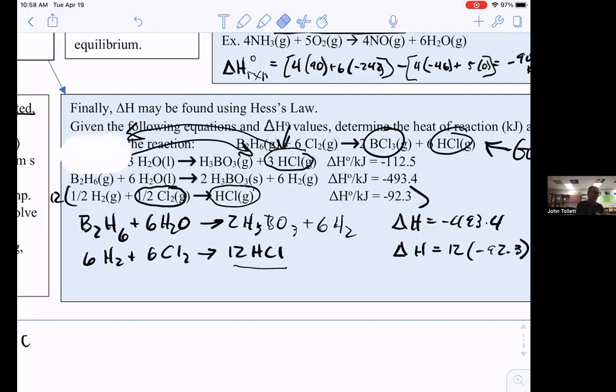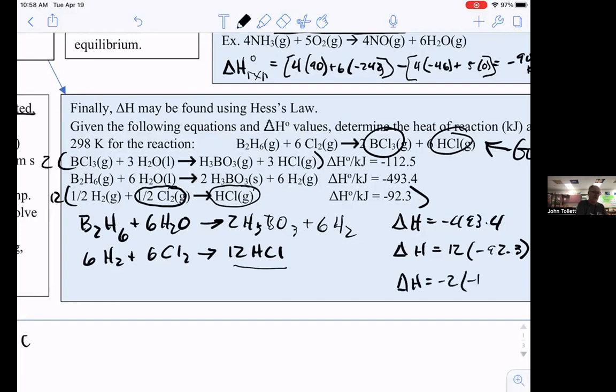So what I'm doing essentially is reversing this first reaction and multiplying it by 2. I am going to do the -2 when I do the delta H. Let's go ahead and write that down, save myself some time. So I have -2 times my -112.5. And if I flip that and multiply it by 2, I'm going to get 2 of the H3BO3. I am also going to get 6 moles of the HCl. And now going over to my reactant side up here, I end up with 2 BCl3, which is what I'm looking for anyway, and my 6 moles of H2O.